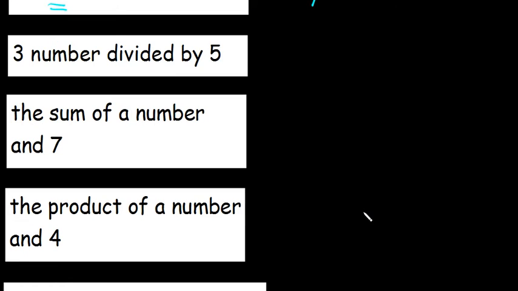All right, our next one says a number divided by 5. All right, here's our unknown. Oh my goodness, that is such a typo right there. That is not supposed to be in there. Good grief. Sorry about that. It's supposed to say a number. I'll just put a little A right there. A number divided by 5.